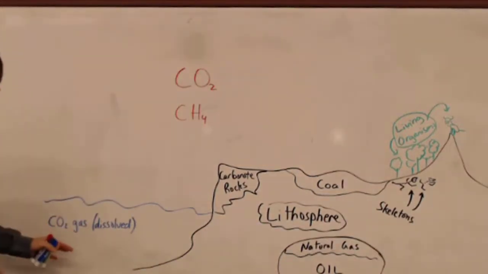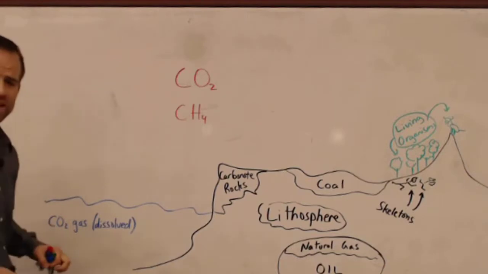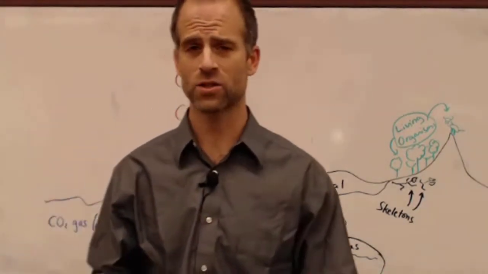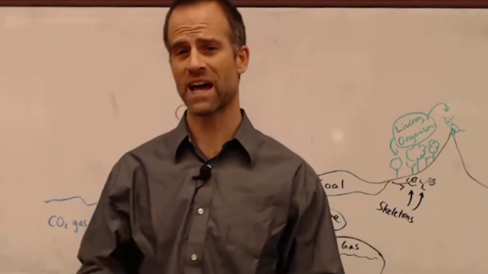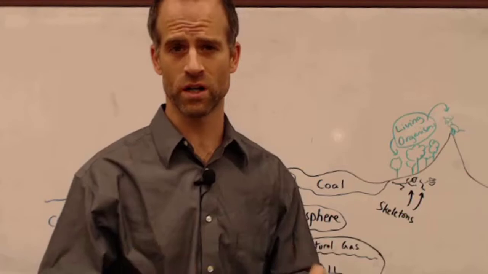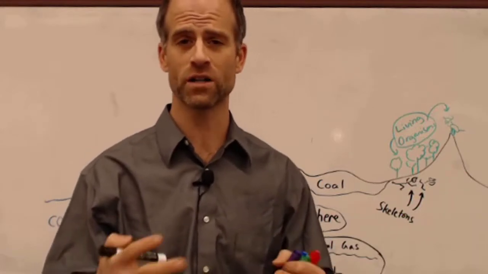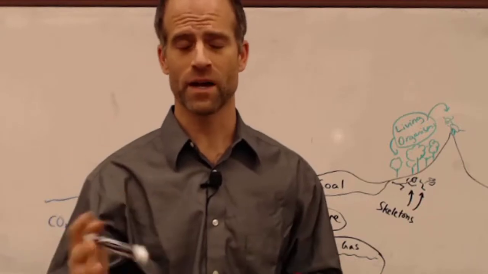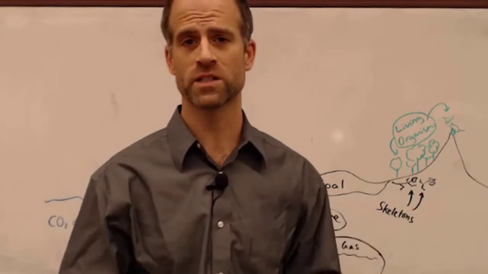Let's look at the hydrosphere. Where is it stored in the hydrosphere? In the hydrosphere, carbon dioxide gas is dissolved. Now, the oceans are so big that they have a humongous amount of carbon dioxide dissolved. You probably know that there's oxygen dissolved because fish need oxygen and they breathe through their gills. They kind of exhale carbon dioxide.